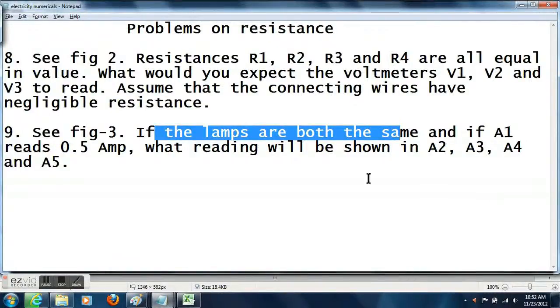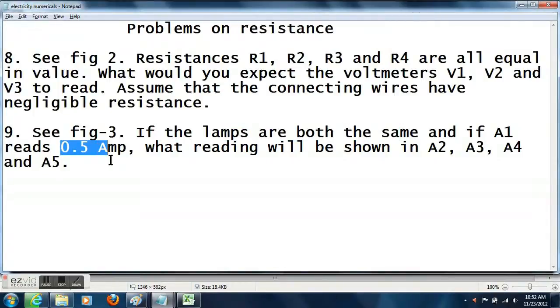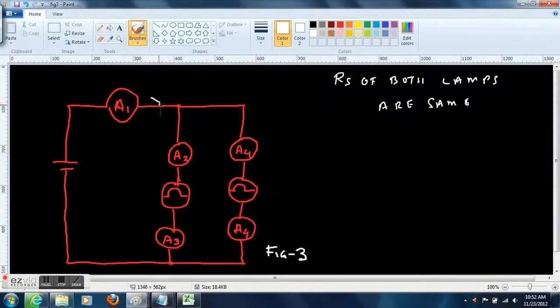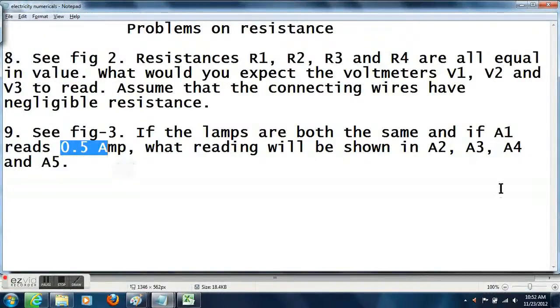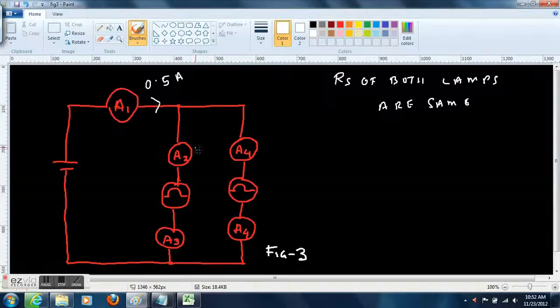So when the current is divided between two parallel lines, how much current will flow to each path? The main current is 0.5 ampere, which will be split into two parts. How much current will flow to each path will be shown in all these ammeters. So we have to find out how much current will be flowing to each of these parallel paths.